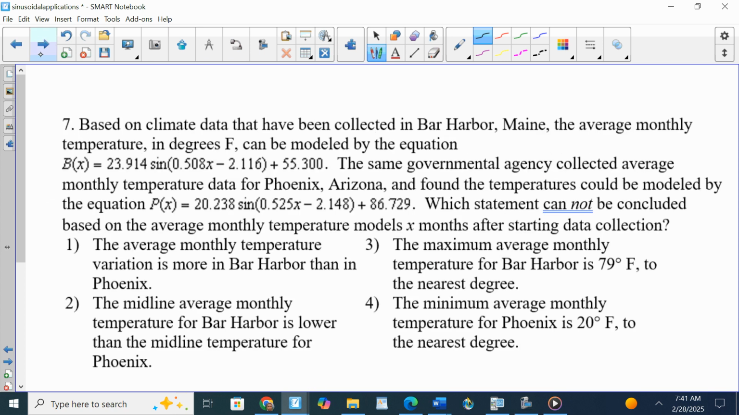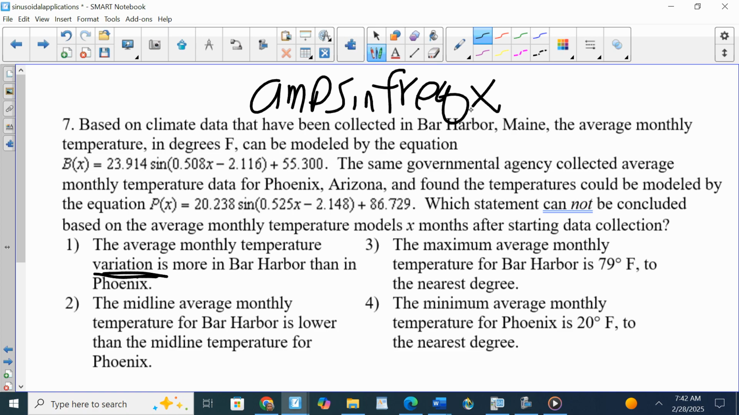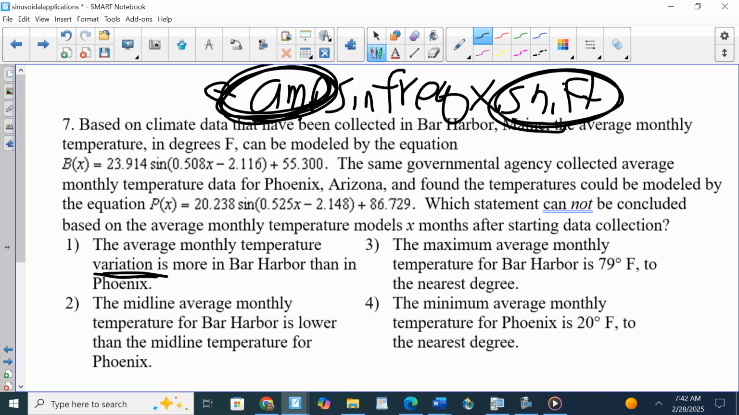Same type of thing, same type of thing. I don't want to go over this problem in detail, but the average monthly temperature variation, amp, sine, freq, x, shift. What component affects the variation? How far up and down it's going from the midline? Amplitude. If it's ever talking about variation or how much it's changing, that's the amplitude. Shift, the midline, so this is variation.